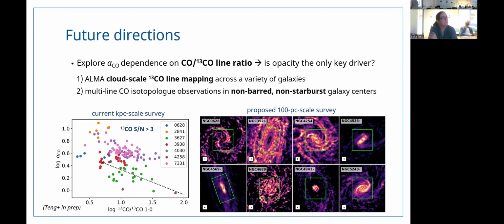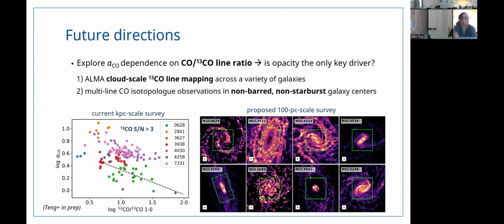And we haven't been able to do this because there is currently no sufficiently high resolution and sensitive 13CO line mapping across nearby galaxies. So you can see that current surveys, even at kiloparsec scales, are still very limited by the signal to noise ratios. You can see the measurements are still sparse and the scatter is pretty large.